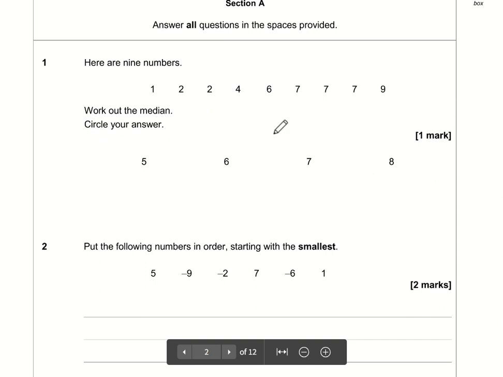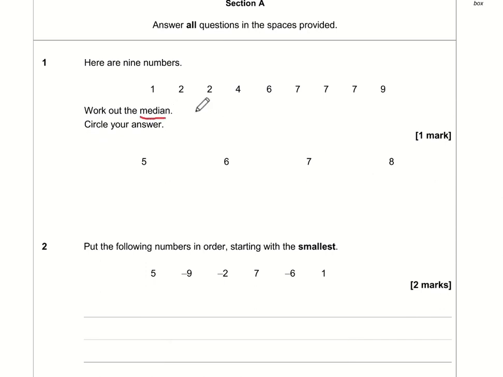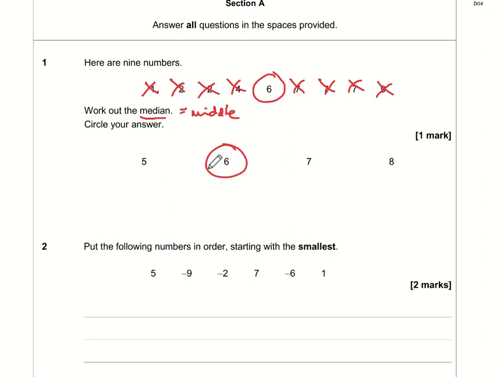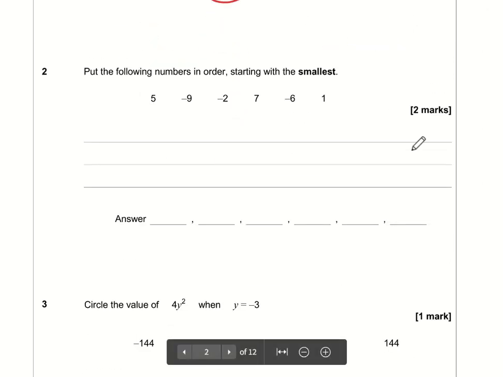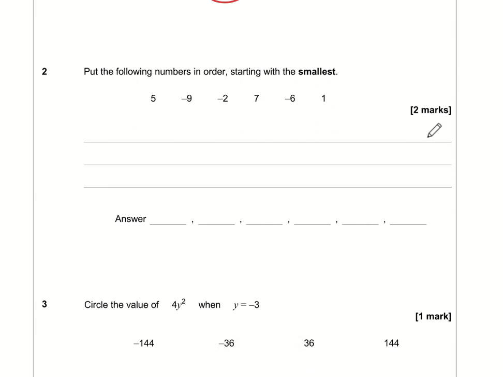Here are 9 numbers and we need to work out the median. Now we need to remember that the median is the middle number, and it's the middle number when they are in order. So we can see first of all that the numbers are in order, so let's just find the one in the middle, and we can do that by chopping off the one furthest to the left and to the right. Do that again, continue, keep going until we've got hopefully one in the middle, and here we can therefore say that the median is 6.